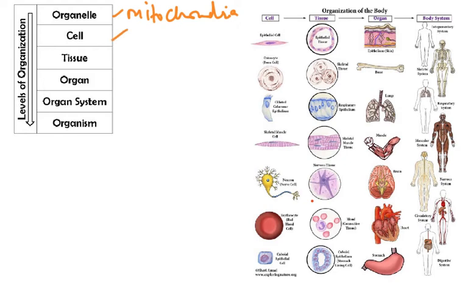Then many cells with the same structure and function would be tissue, so muscle tissue. Then many tissues together will make an organ. Like the heart is an organ. It has muscle tissue, nervous tissue, it has capillary networks. Then there is an organ system, and then finally there's an organism.